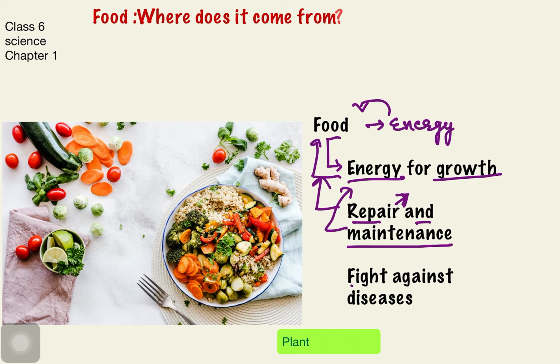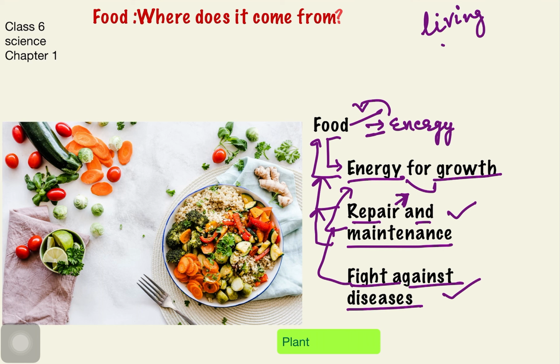Now the next thing is fight against diseases. There are so many bacteria and viruses in the environment. We have to fight with them to keep our body safe. So to fight with those bacteria and diseases, we again need some energy, and that energy again comes from the food. So food is our need. Why? To get the energy, and that energy helps us to grow, to repair and maintain the body, and fight against diseases.